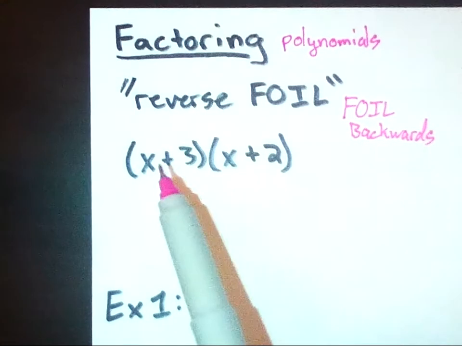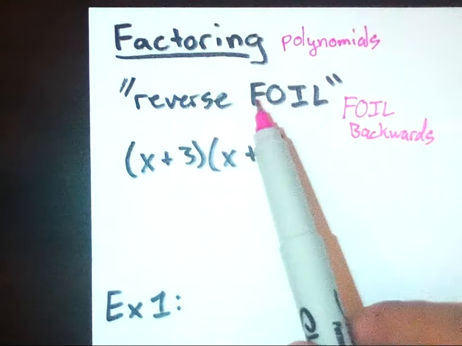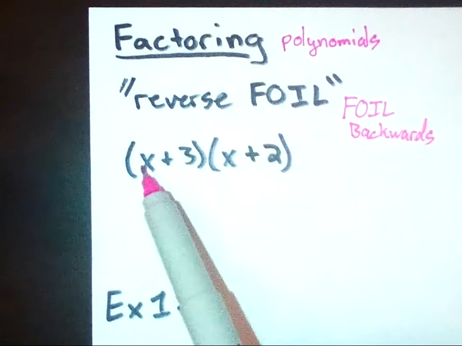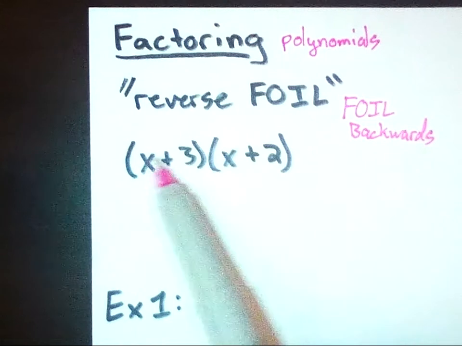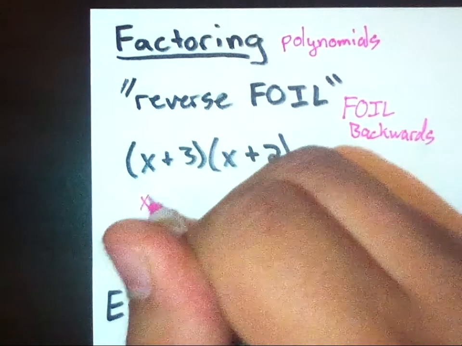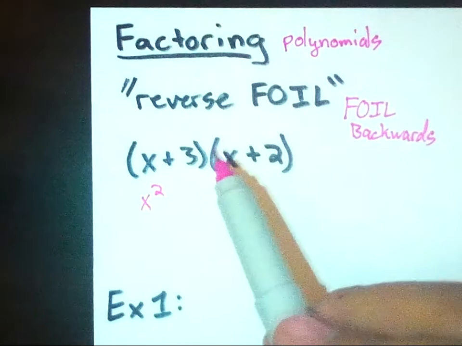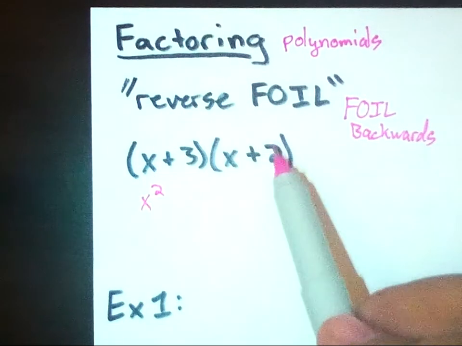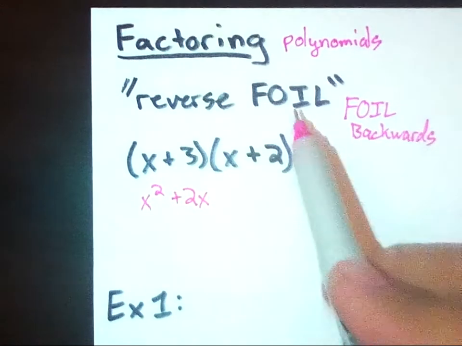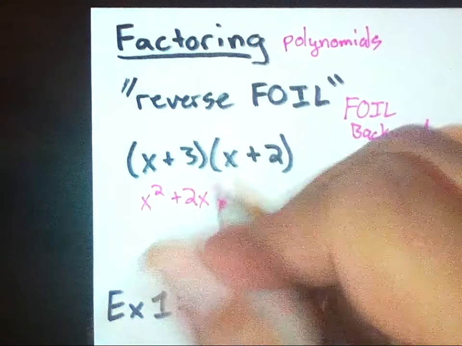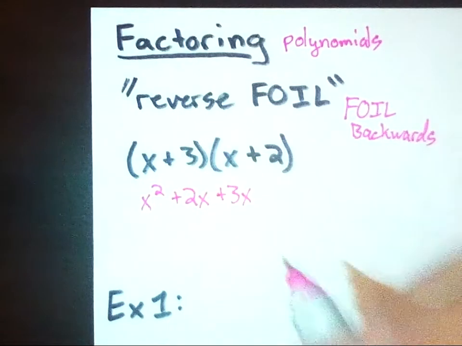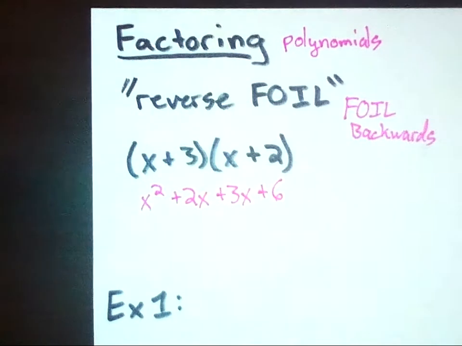So if you don't remember FOIL, that's okay. We can go ahead and just go through the process again. FOIL stands for first, outside, inside, last. So first, I'm going to multiply the first terms in the two binomials, which would be x and x. When I multiply them together, I get x squared. So now I'm going to do the outside, which is x times 2, which would just be 2x. Then inside, 3 times x, that's 3x. And then last, 3 times 2, that's 6.